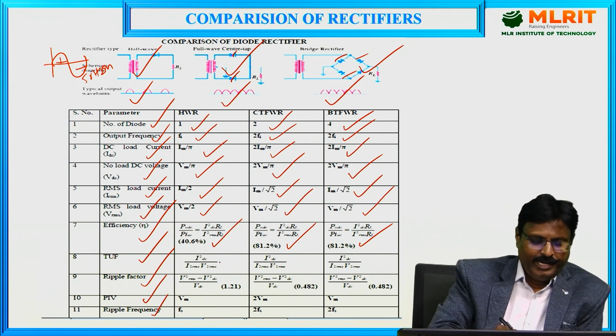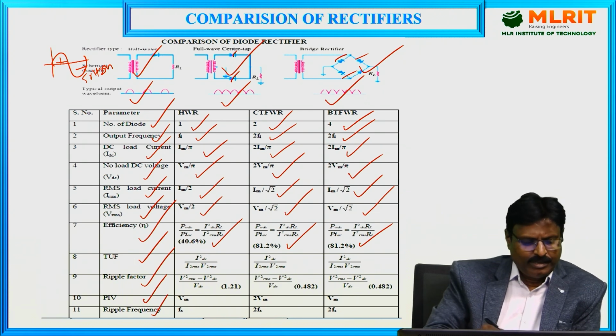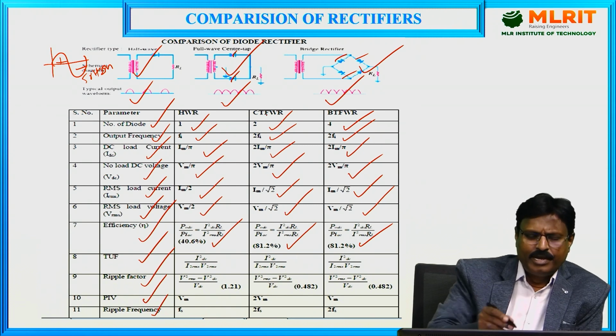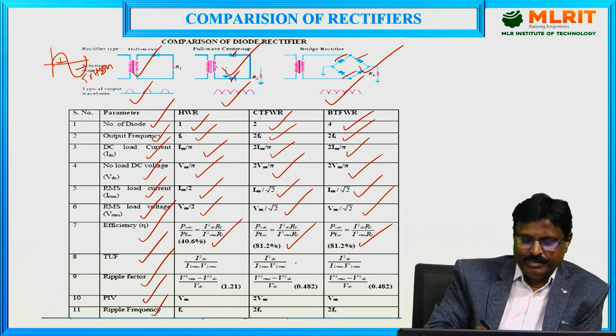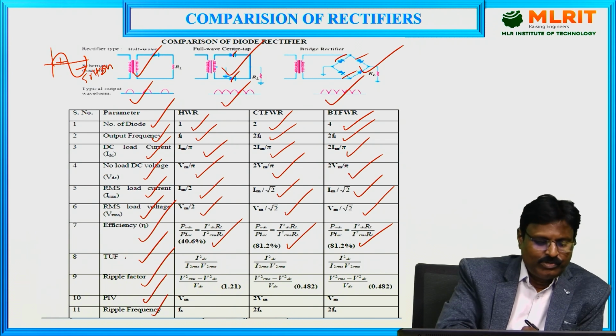Okay. Next, the TUF, transformer utilization factor. As you can see here, for a half wave rectifier one value is defined, for the center tapped full wave rectifier it will be around 0.8, and for a bridge rectifier it will be reduced. So this is also one parameter.